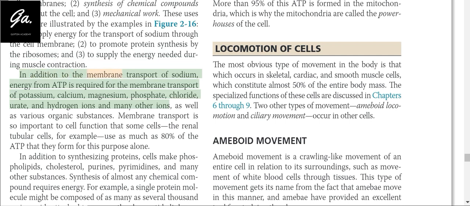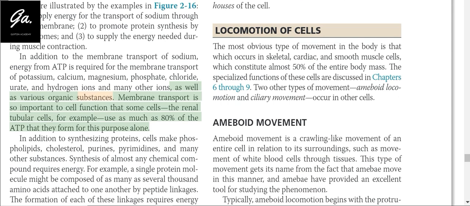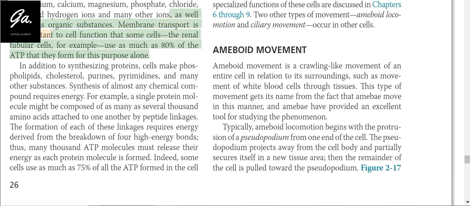In addition to the membrane transport of sodium, energy from ATP is required for the membrane transport of potassium, calcium, magnesium, phosphate, chloride, urate, and hydrogen ions and many other ions, as well as various organic substances. Membrane transport is so important to cell function that some cells, the renal tubular cells, for example, use as much as 80% of the ATP that they form for this purpose alone.